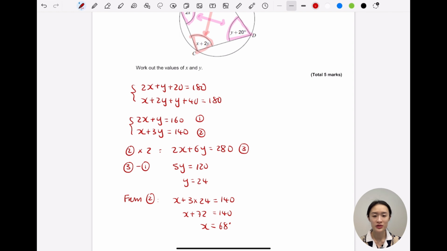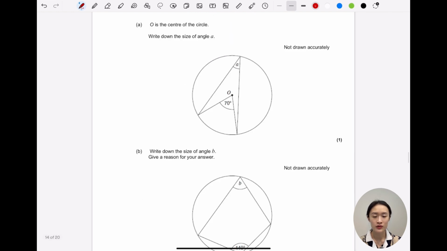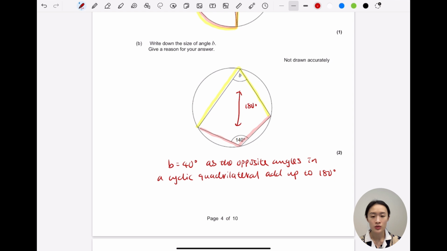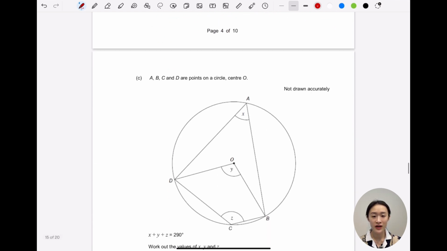Okay, so now moving on to the fourth question, we are asked to write down the value of a, which is a half of 70, and that is 35. And we are also asked to write down the value of b and give a reason. In this case, because this is a cyclic quadrilateral, therefore opposite angles add up to 180, therefore b is 40.